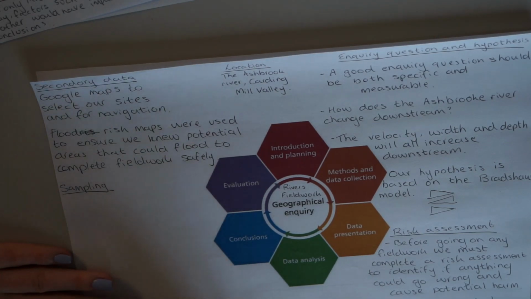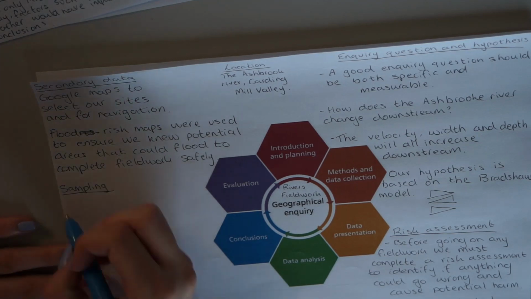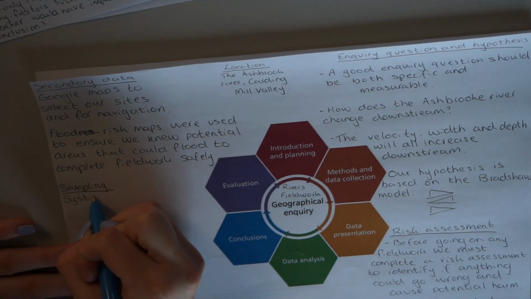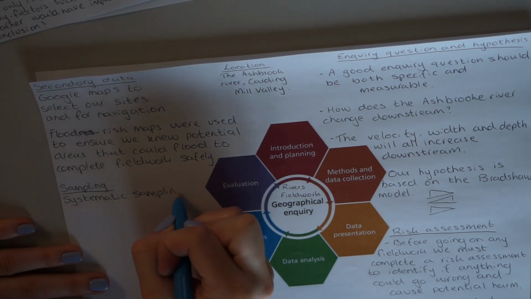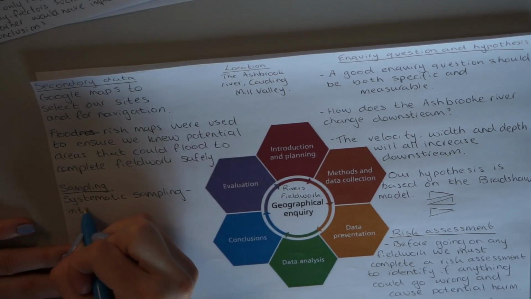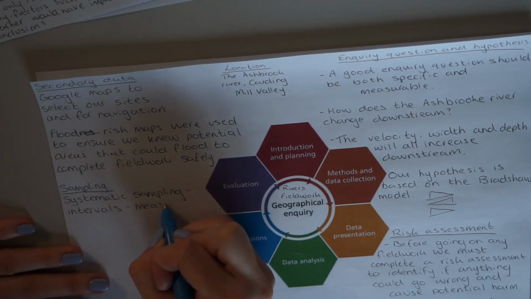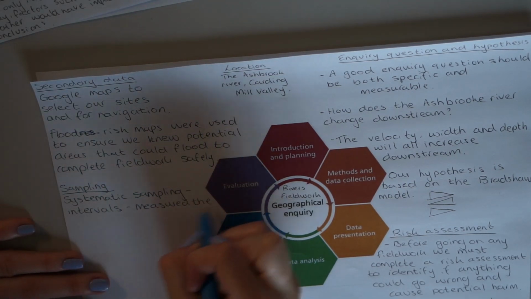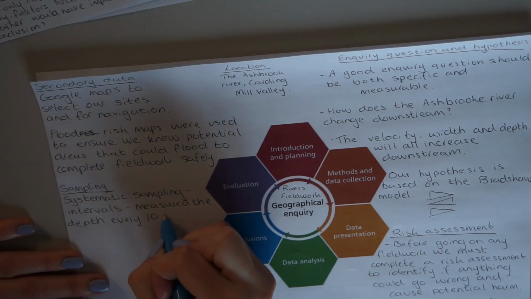So we can't possibly measure every sediment in the river. So we pick a sample, we pick a few, and we hope that that represents the whole thing. So there are three types. One is systematic sampling, and this is where we do something in intervals. So we measured the depth every 10 centimetres.